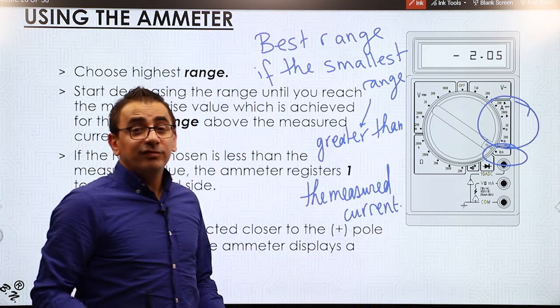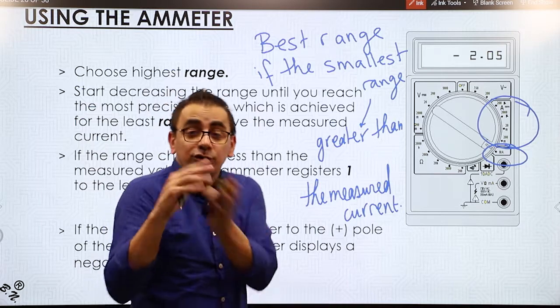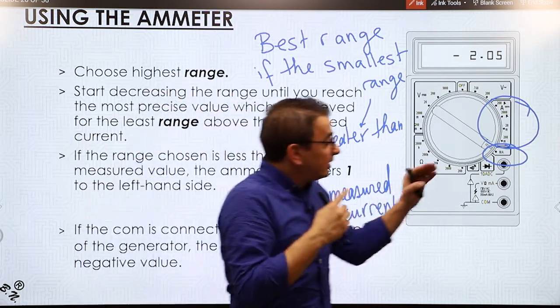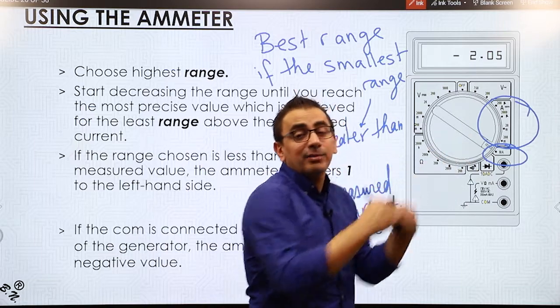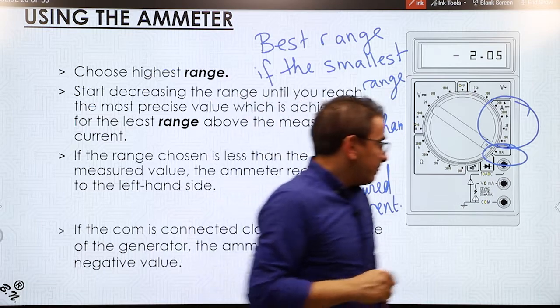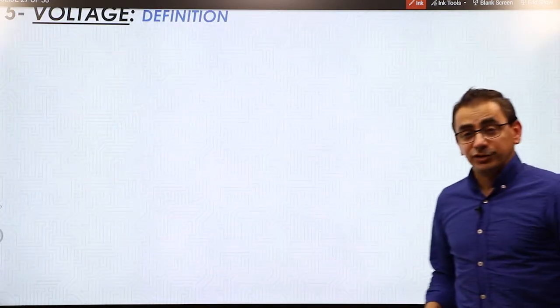So to choose a convenient range, choose a range above the value you're measuring or you are expecting, and the first one above. So if you have, let's say, 10, 2, 5, all of these are above the measured value, you choose 2, the least one. Okay. Now, we finished with the current, we move to the voltage.